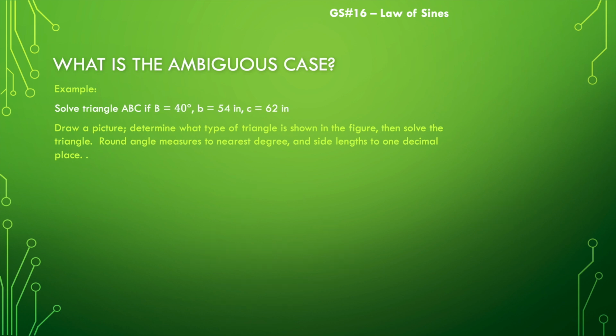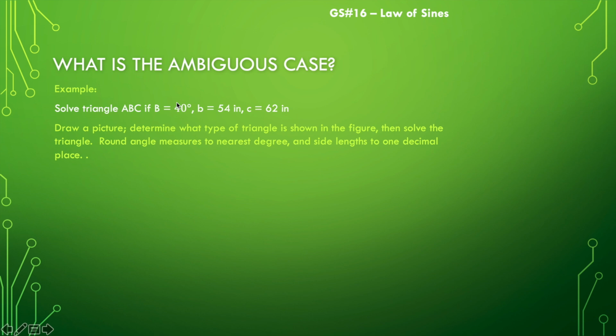Now in this one, I've mixed things up a little bit because I don't want you to be in the habit of looking at your given information and assuming that your given angle is always going to be labeled angle A, and your adjacent side is always going to be B, and your opposite side is always going to be side A. So I've mixed it up a little bit. The measure of angle B is 40 degrees. The opposite side to angle B, which is side length B, is 54 inches. And the adjacent side is 62 inches. So this is going to be the side closest to the angle. This is going to be opposite the angle, and our angle is about 40 degrees.